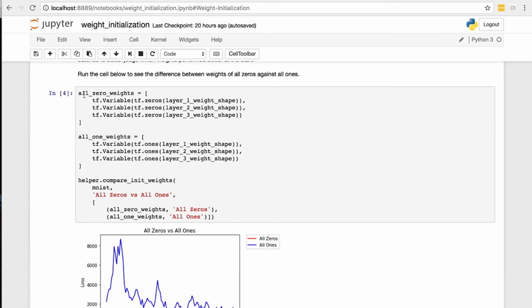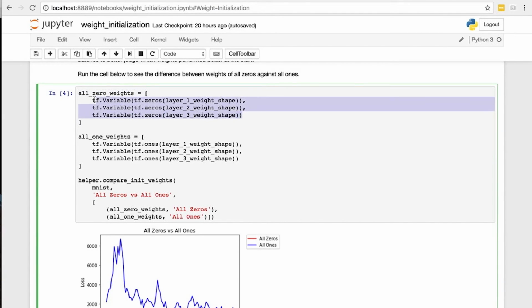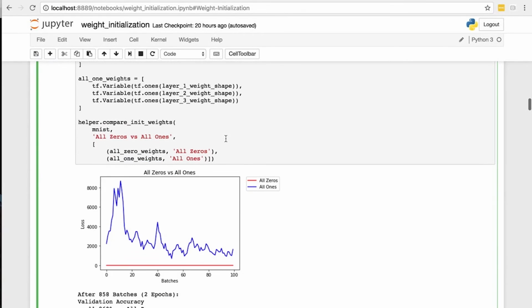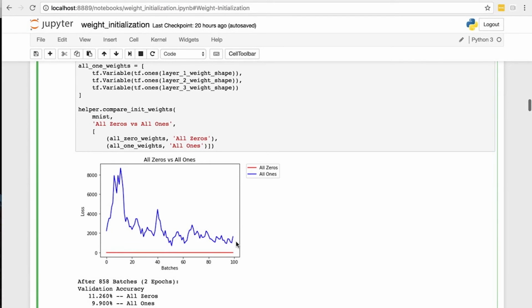So what I've done here is I made 2 different networks. In one network, I've set all the weights to 0s. So tf.Variable, these are all 0 weights. These are weights, Variable, give them 0s. And then here I made another network where all the weights are 1s. And then using the weights of these different networks, you can train on the MNIST data set and then look at the loss as it's trained.